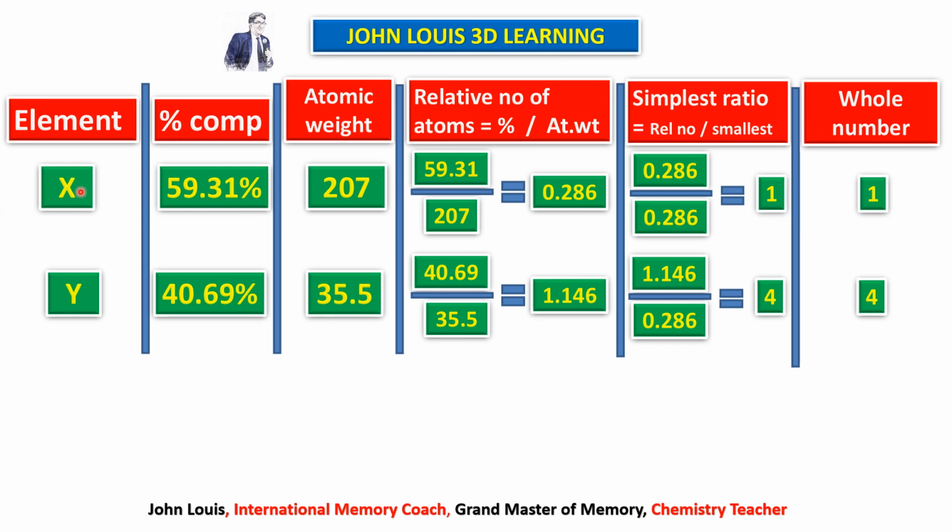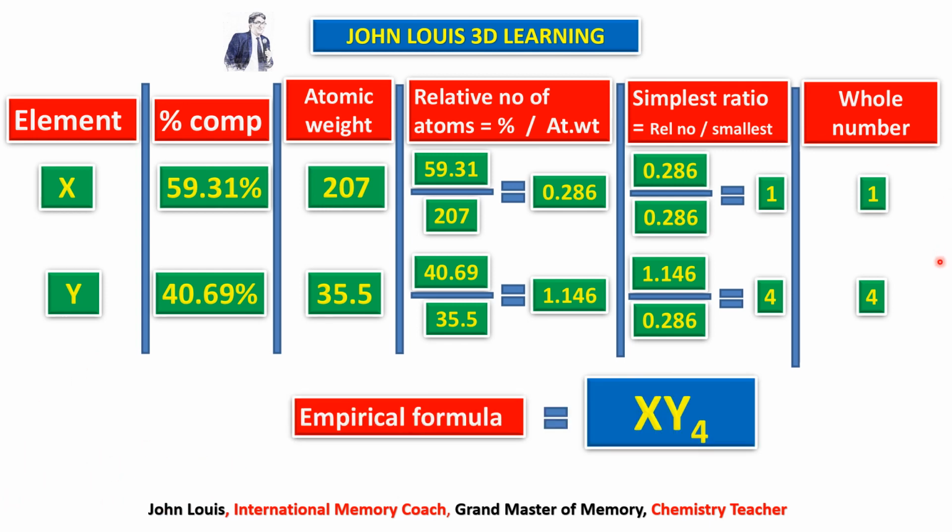Therefore now, how many atoms of X are present? 1. How many atoms of Y are present? 4. Therefore, what will be its empirical formula? The empirical formula will be XY4. Empirical formula is equal to XY4. Is this clear? Okay, now let's move on to the next section.